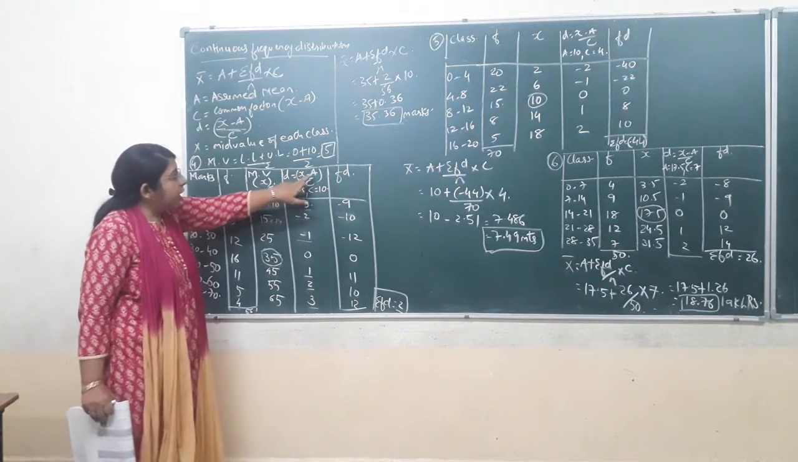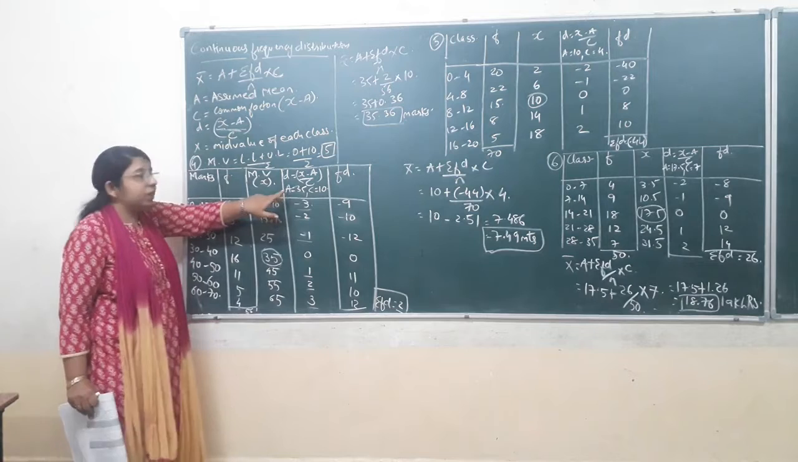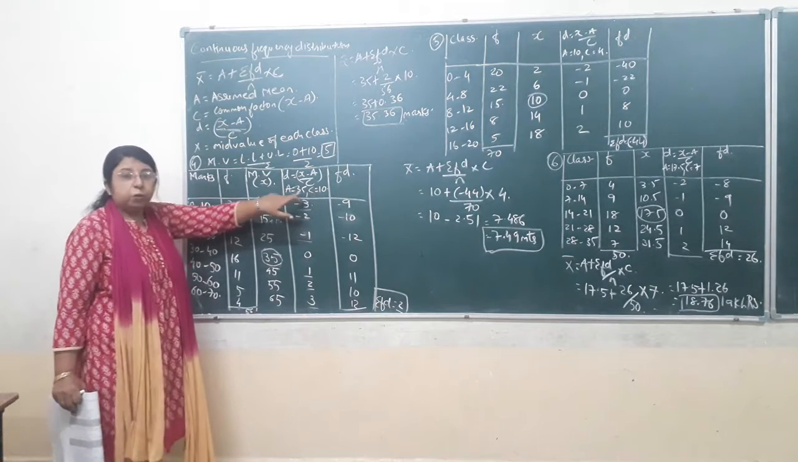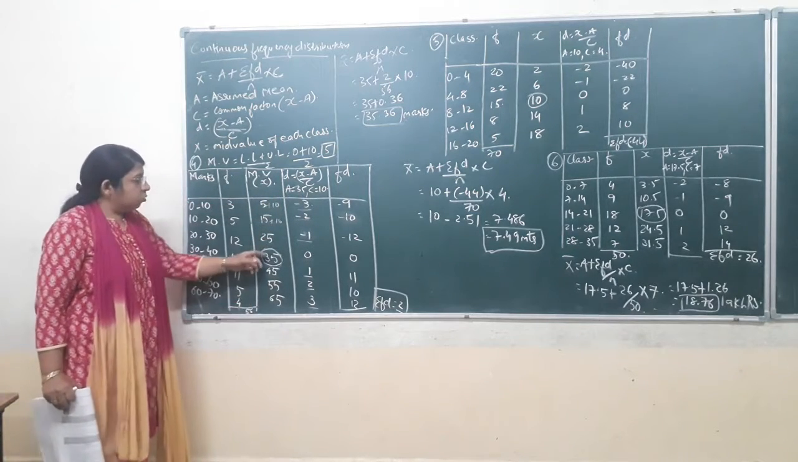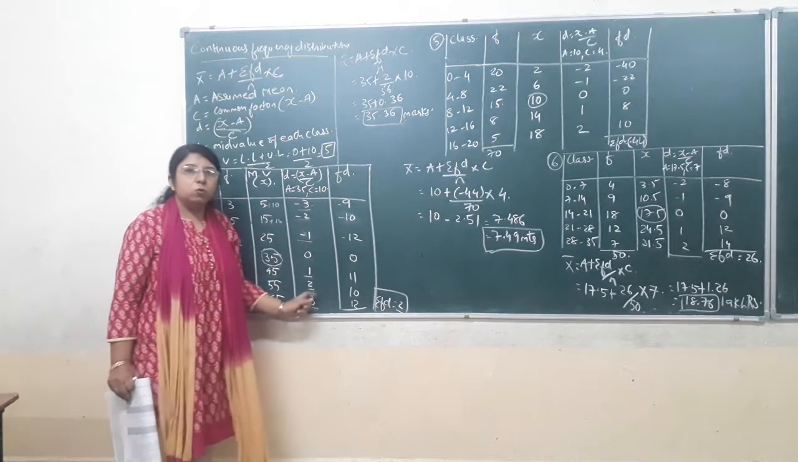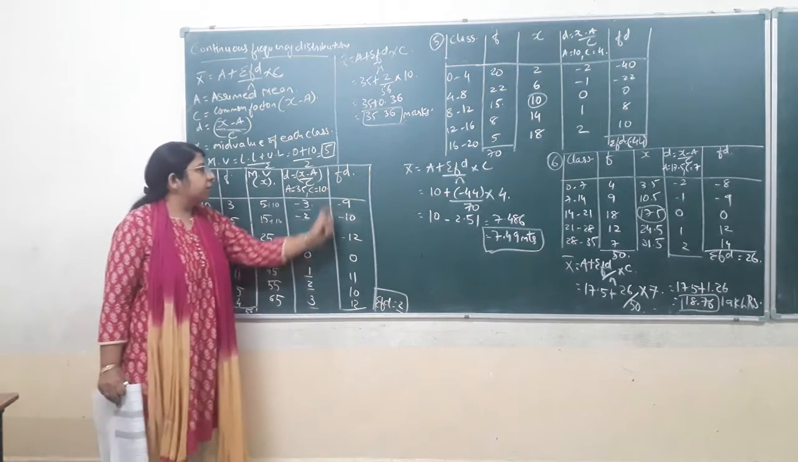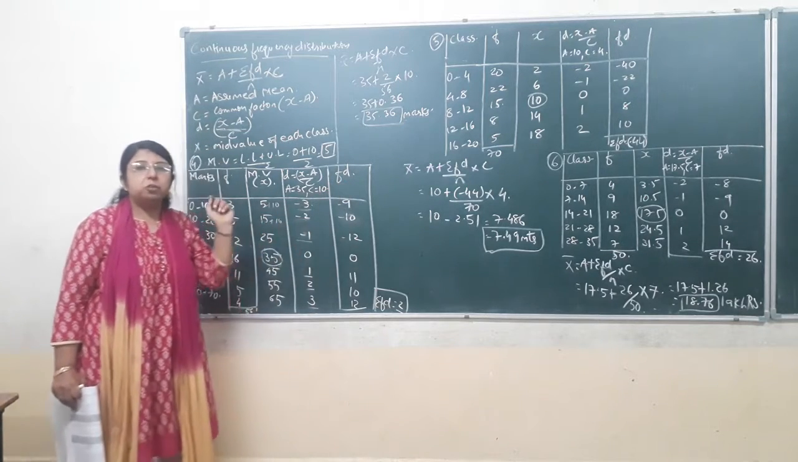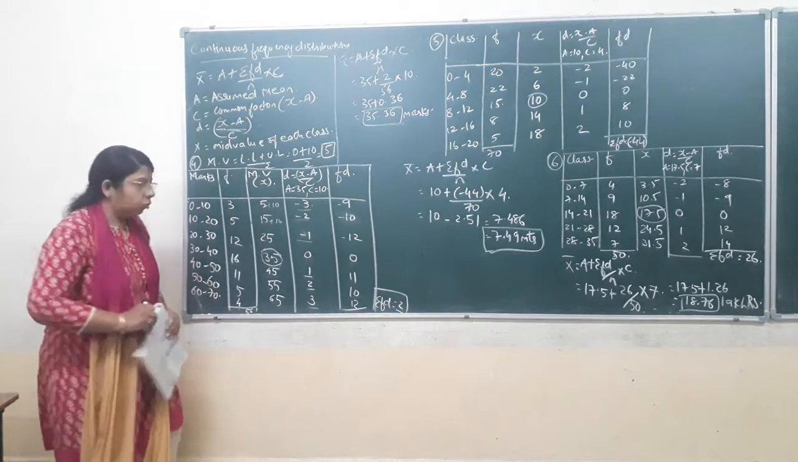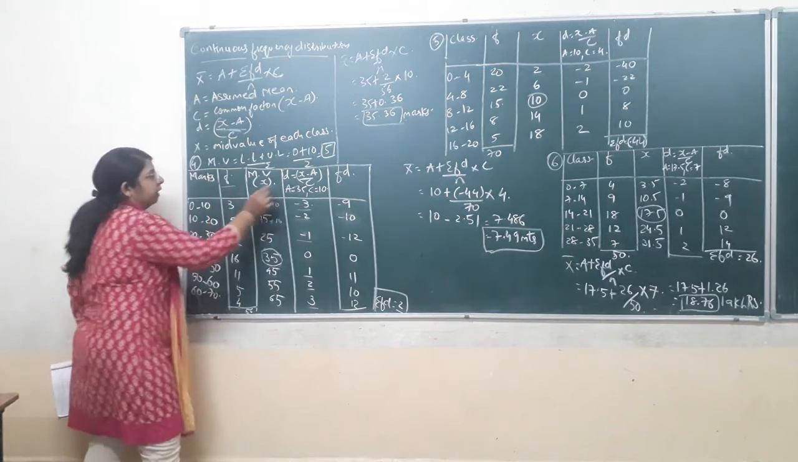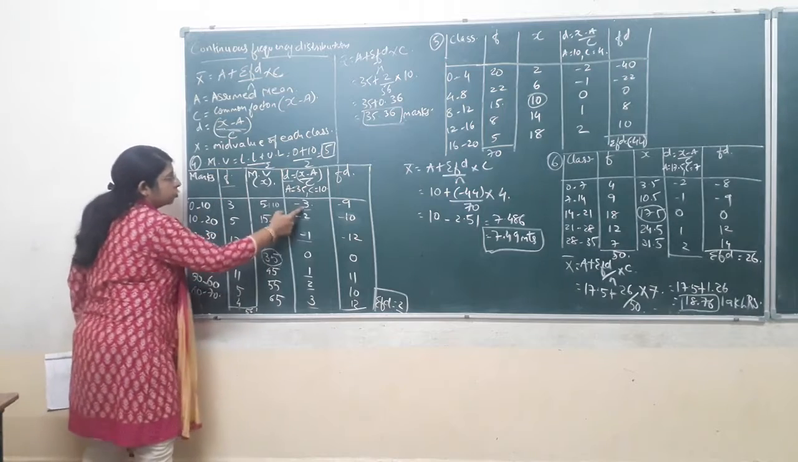Students, don't forget to write this formula and what you are assuming as A and C. Okay, so in this way, you have to find the values of D. Now the last column, that is FD, that is multiplication of F into D. Here you can see this is F and this is D. So we have to multiply these two columns.